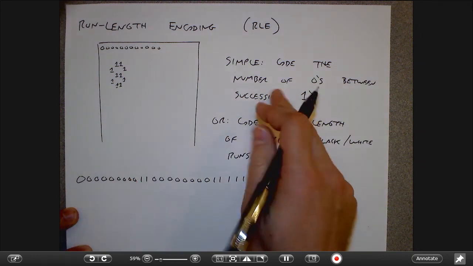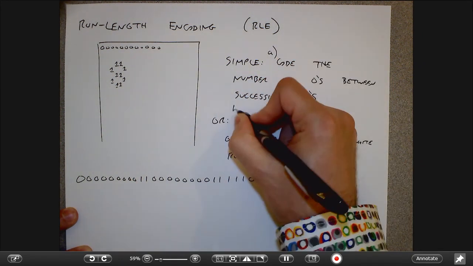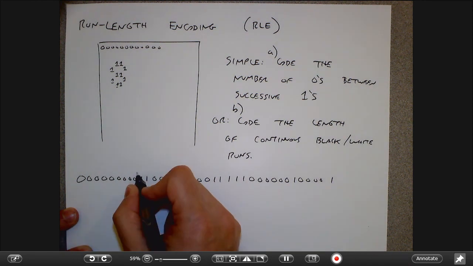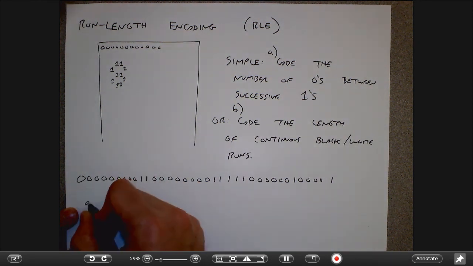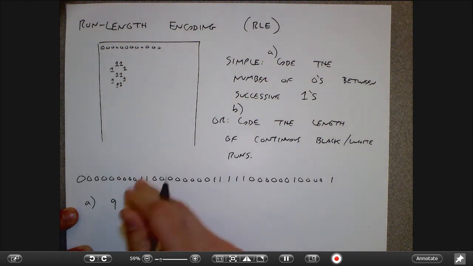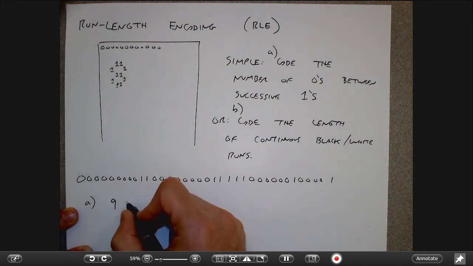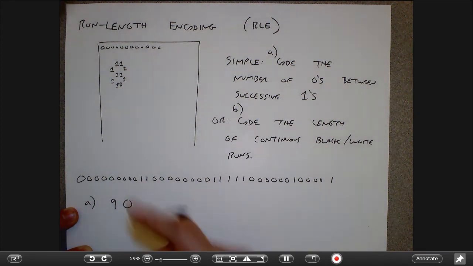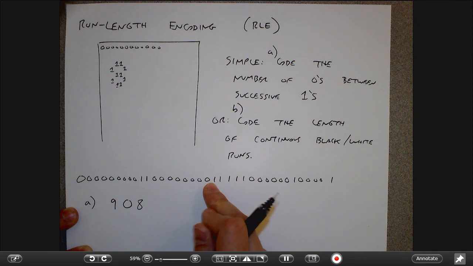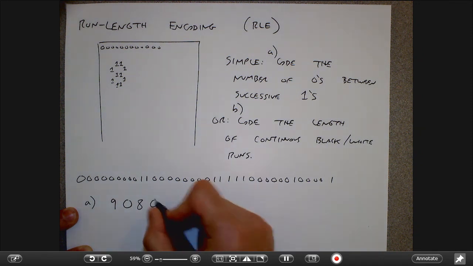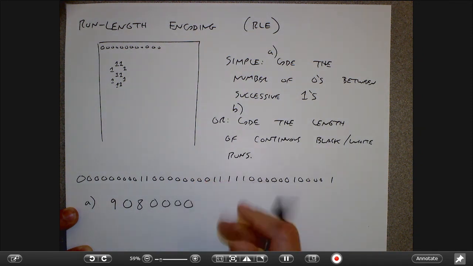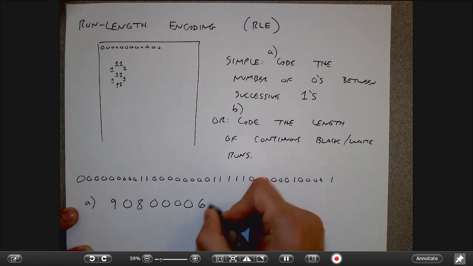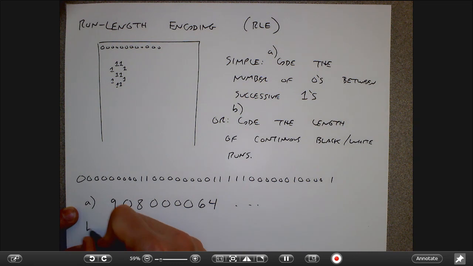Right? So run length encoding, the first way of doing it, would be to say, okay, I've got 9 zeros followed by a 1, then there are no zeros between the next one, then I have 8 zeros before I see the 1 again, then I have a whole bunch of 1s together, then I have 6 zeros, then I have 4 zeros, and so on.